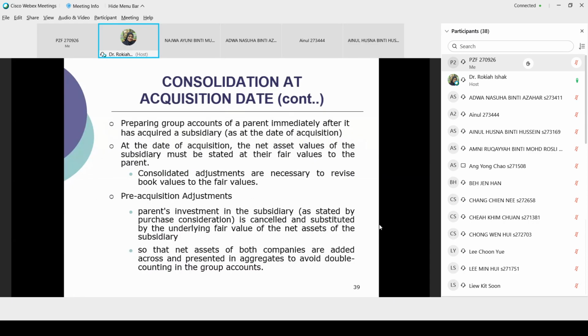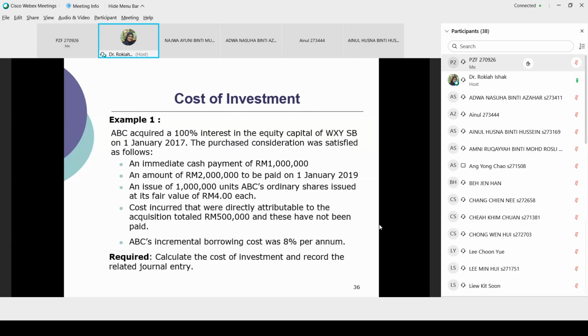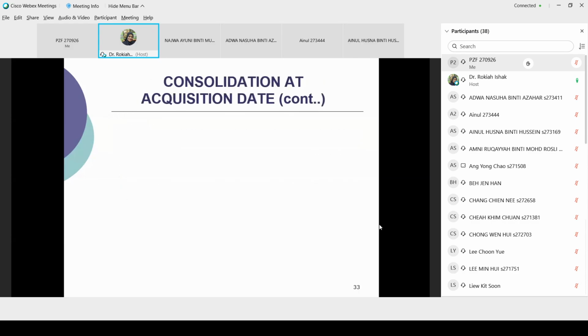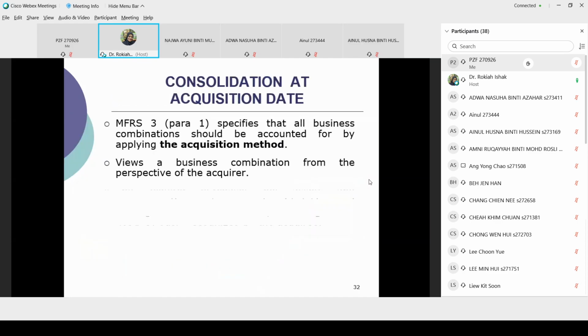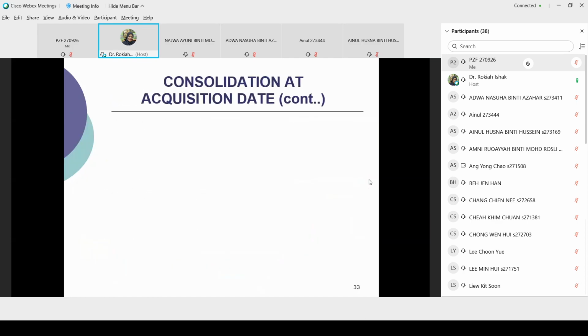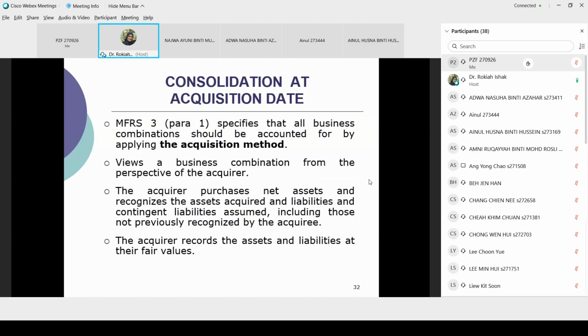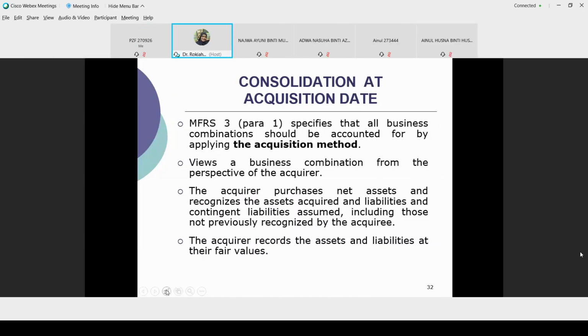Okay, we have the consolidation procedure. We have an example of this one. So I just want to discuss with you the steps here. This one is a revision of what we need to do for consolidations. The method that we are using here is the acquisition method.